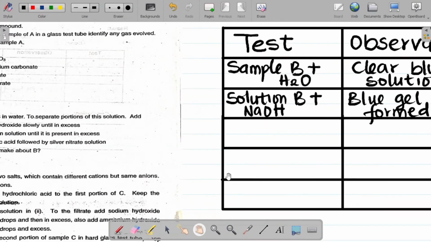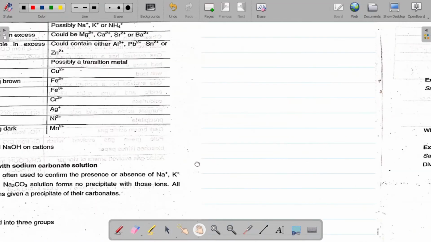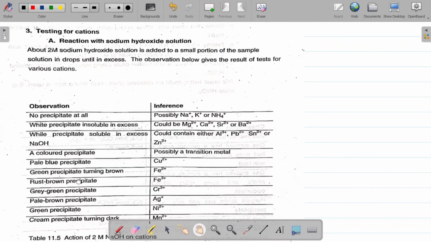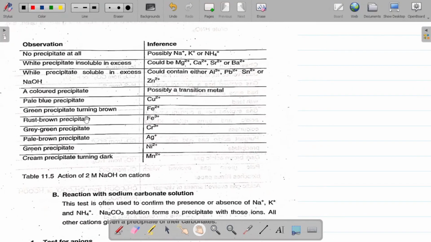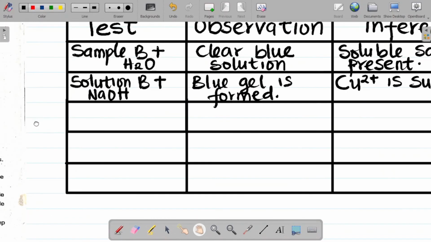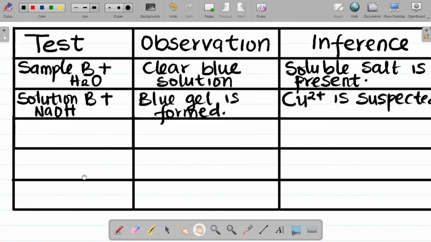Let me see if I can show you that. All right, so you can see it here in this page, the test for cations. You can see that when you have a pale blue precipitate, it's a copper ion. So note that when it comes to color, when you see blue, it's most likely a copper 2 ion. All right, let's look at the next one there.